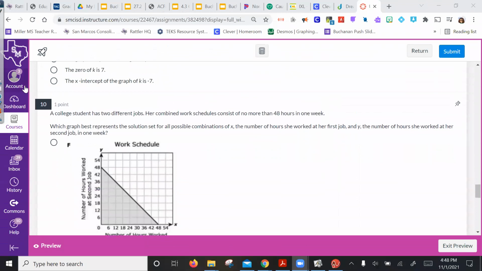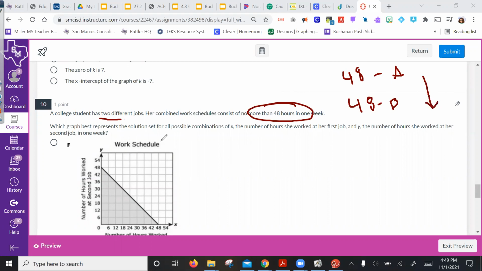Our last one has multiple graphs on it, so let's read it first and then figure it out. A college student has 2 different jobs. Her combined work schedules cannot be more than 48 hours in a week. So she can work 48 hours at job A and 0 hours at job B, or she could work 48 hours at job B. No more than, that's our max. We can't work anything more than that. So we need those to be our intercepts, and we need it shaded down.